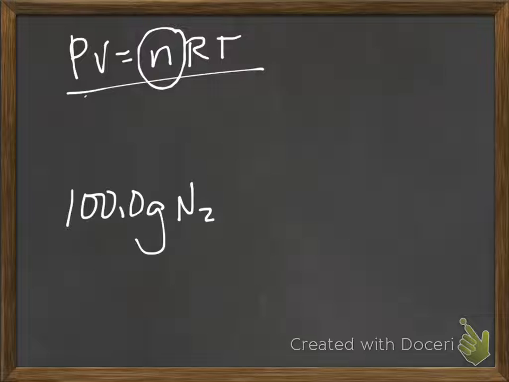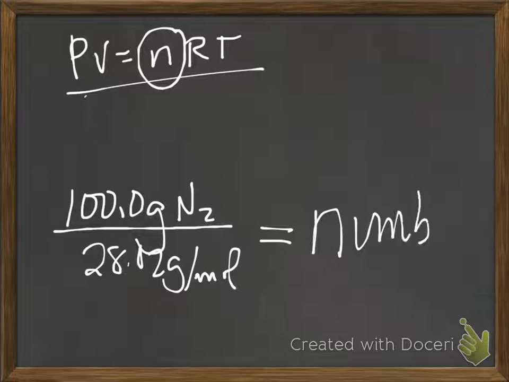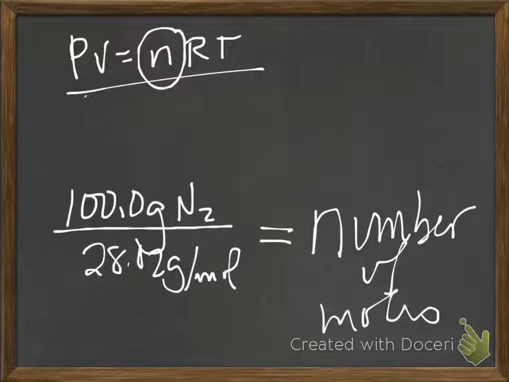So if I gave you 100 grams of nitrogen, and you know the molar mass of nitrogen, it's what, 28.02 grams per mole? Yes? If you solve that problem, whoops, I just gave it away. What would you be finding? N. Yeah. You win a prize. So you'd be finding number of moles. And you've been doing that since chapter 3. This is really pretty basic.